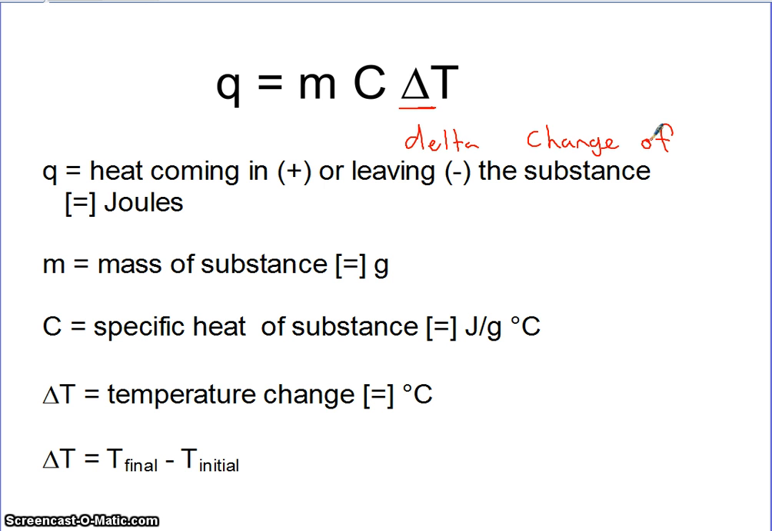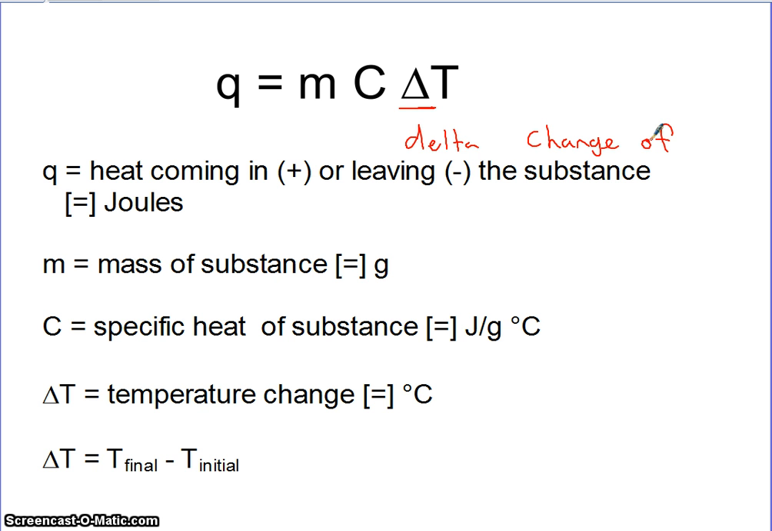So Q is going to be either the heat coming in, in which case Q will be positive, or the heat leaving a substance or a process, and Q is measured in joules. M is the mass of the substance measured in grams. C is the specific heat of a substance. So this is something new that we haven't talked about, specific heat. And it's measured in joules per gram degrees Celsius.